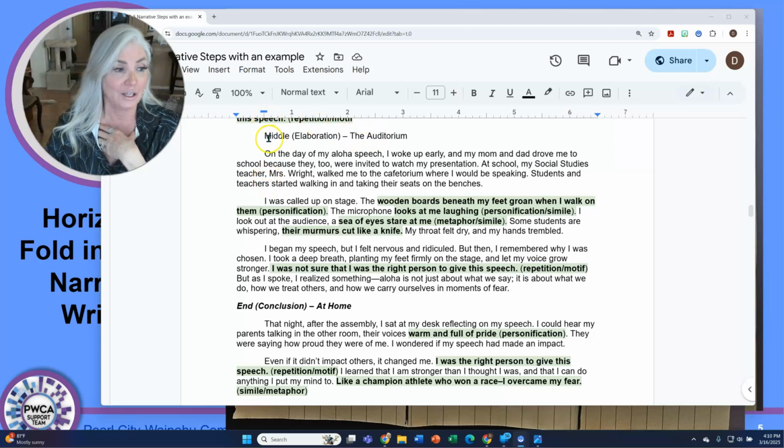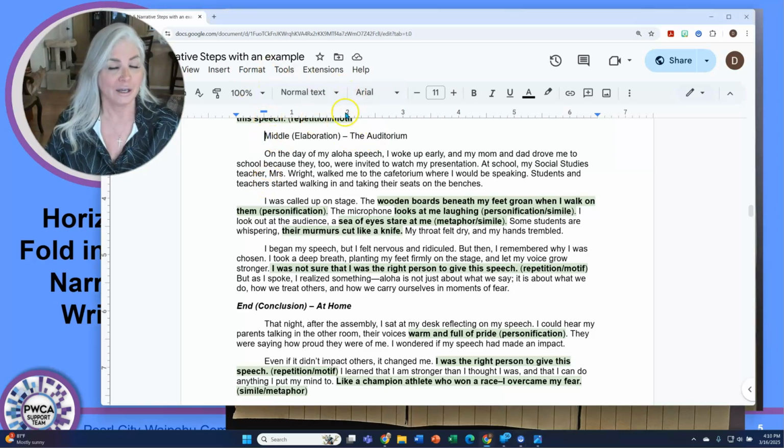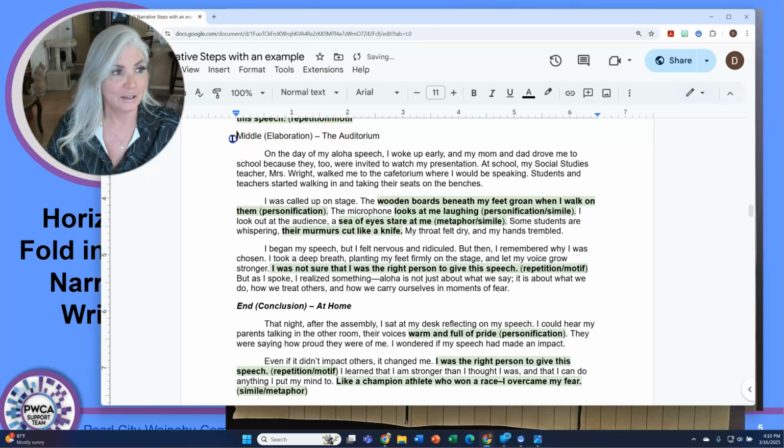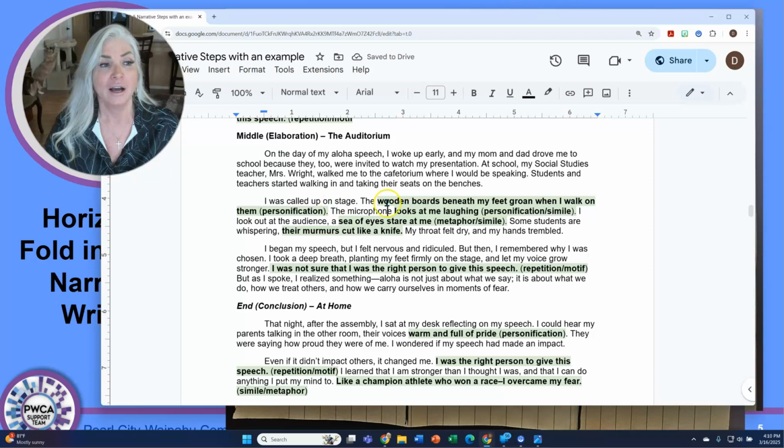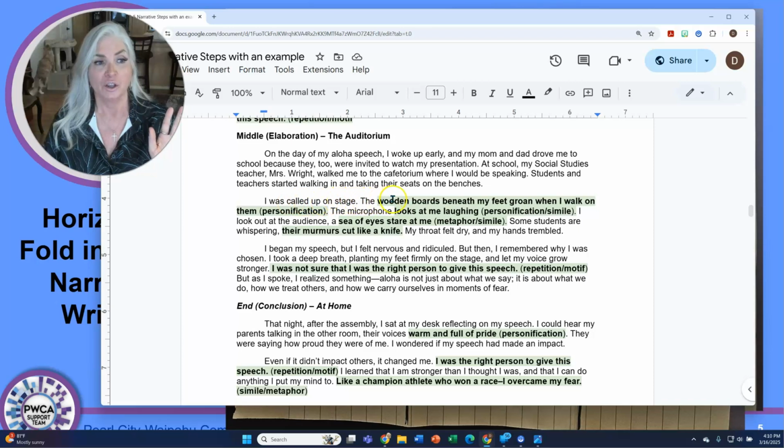During the event, you're going to again use literary devices, and this time you're going to make personification. So as you're going up on stage, I was called up on stage. The wooden boards beneath my feet groan when I walk on them. The microphone looks at me laughing. I look out at the audience. A sea of eyes stare at me. Some students are whispering. Their murmurs cut like a knife.